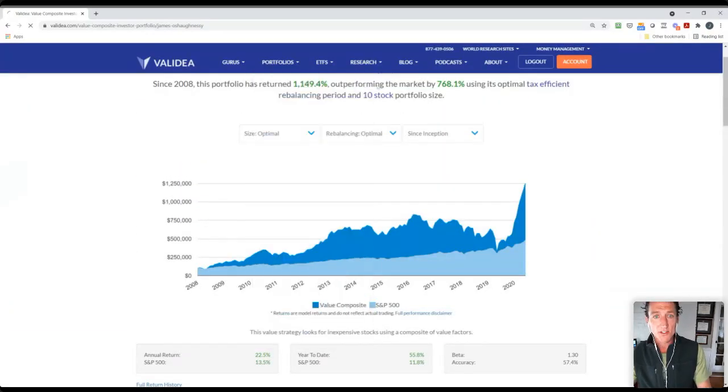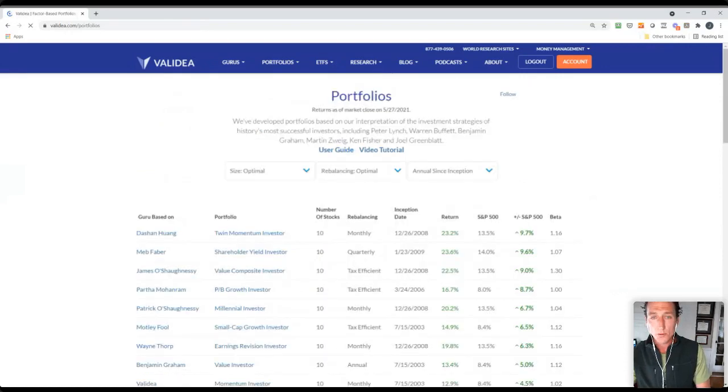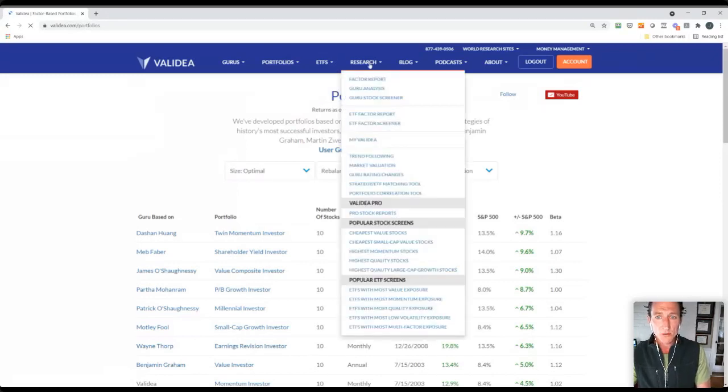On the stock selection side, I'm going to show you ETF model portfolios in a moment, but let's just stick with stocks for now. The other way that you can source investment ideas using our system is through the Guru Stock Screener.